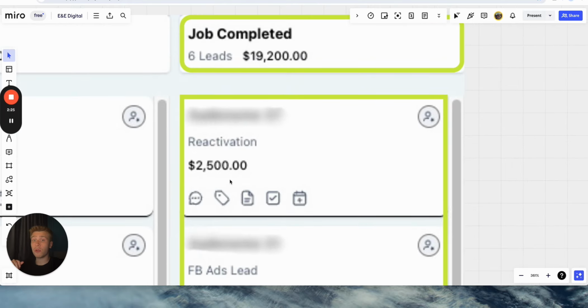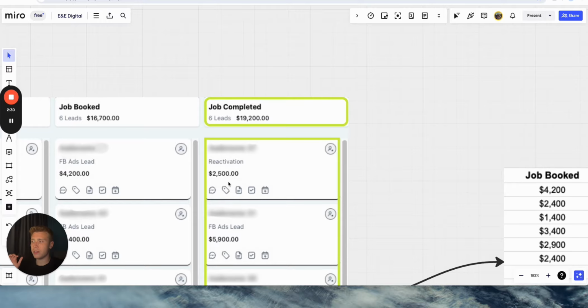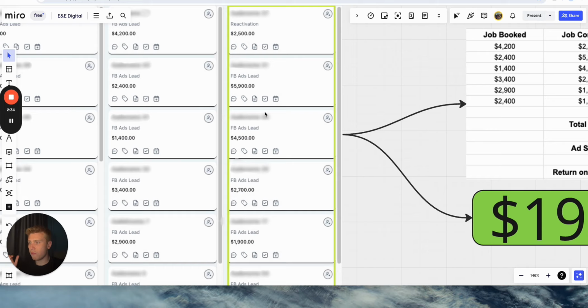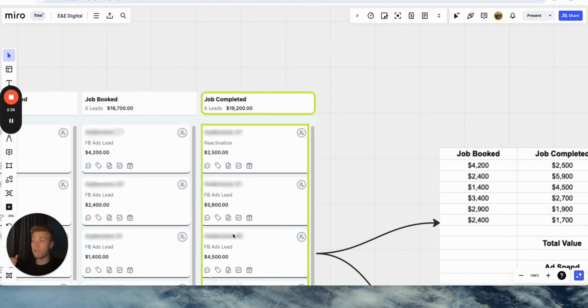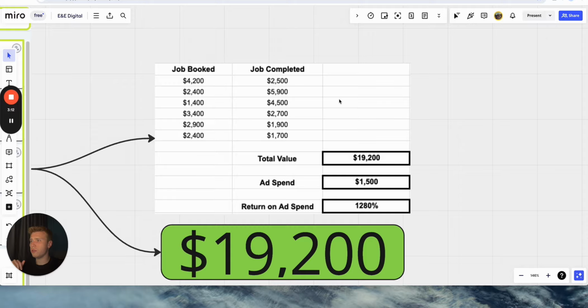One of them came from reactivation. As I've always been saying, it's all about creating a system, because 5 of the jobs are from the ads. We generated $17,000 from the ads, but we also generated $2,500 from reactivation. So would you say no to that amount? Absolutely not, right? We're always going to do our best to bring you the desired outcome and the best results. I think it's easier to see the results here.